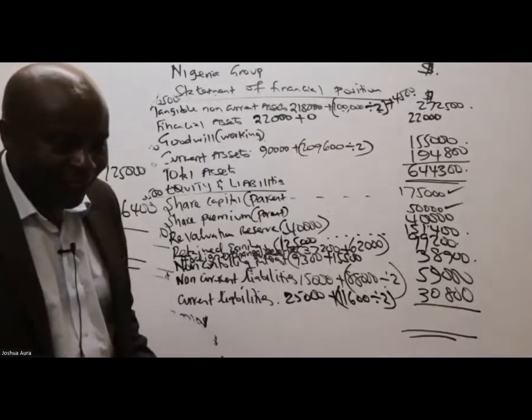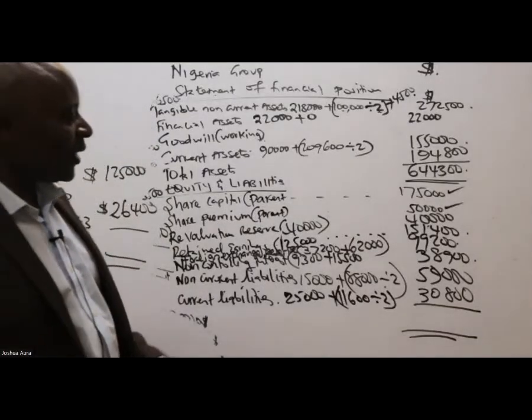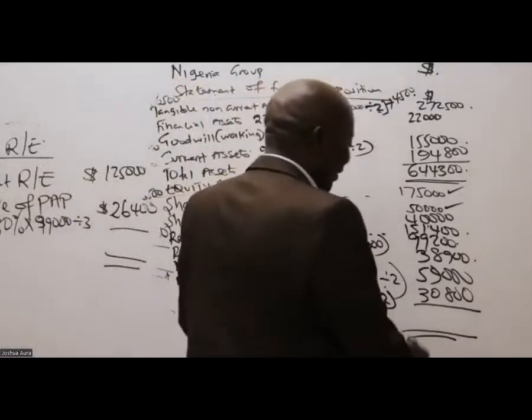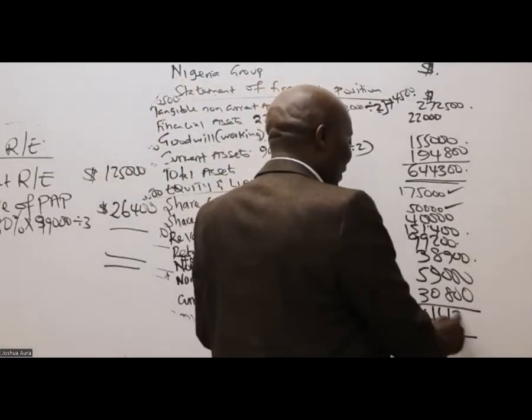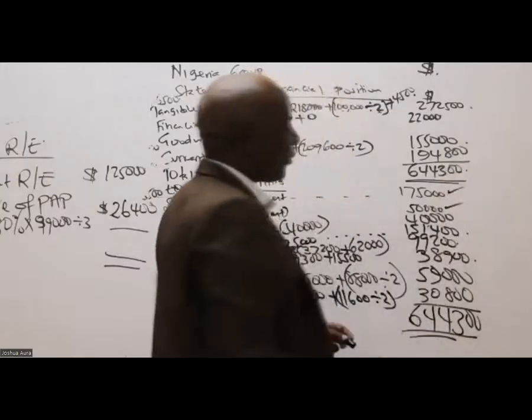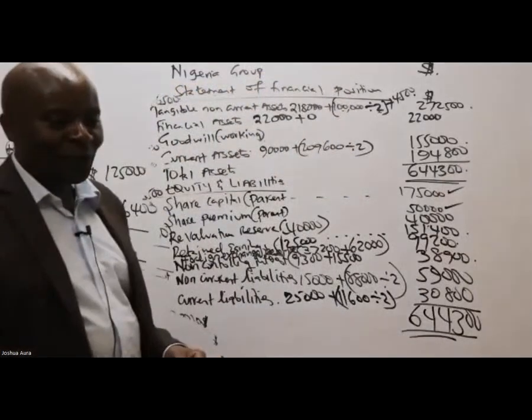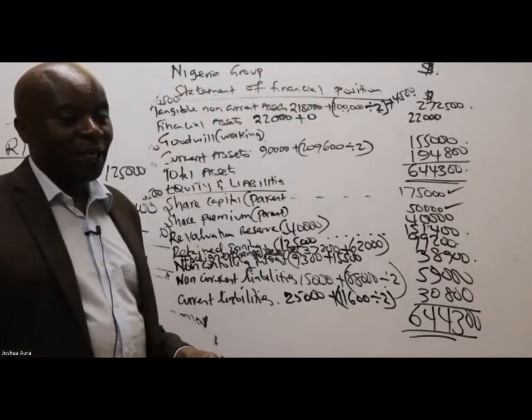611, 644, 300. 644, 300 should be exact na hii. Lazima we miss out on something where 644, 300 should be exact.